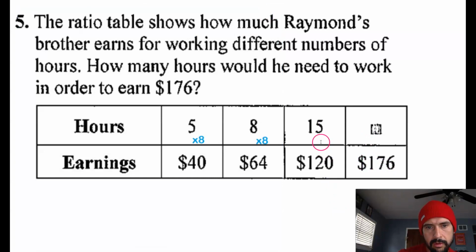Now I can't do times 8 on a number that I don't know, right? So also you can notice the pattern. 40 divided by 8 equals 5. 64 divided by 8 equals 8. 120 divided by 8 equals 15. So 176 divided by 8 should give me my answer. So that's how you do number 5.